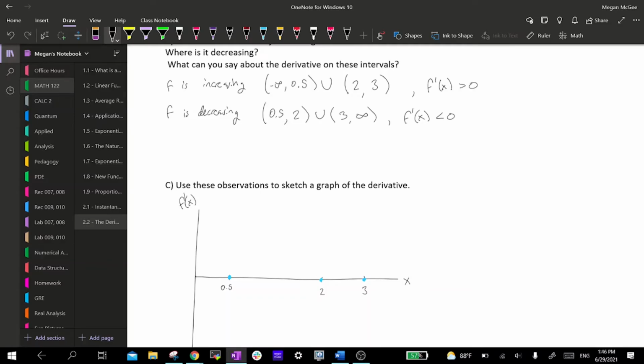f prime of x now. So we need to see where is it positive and where is it negative.